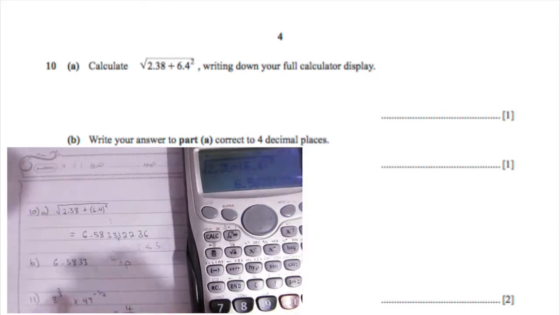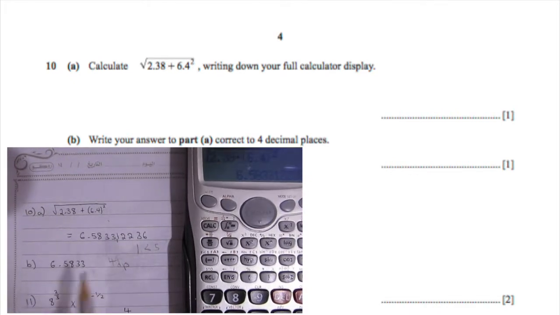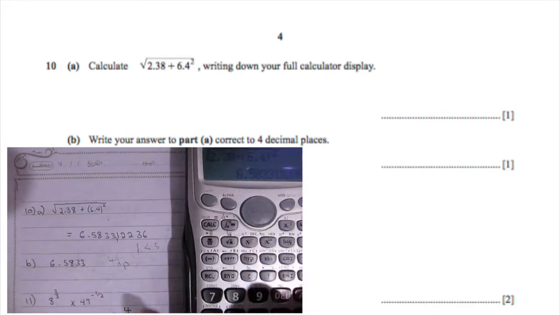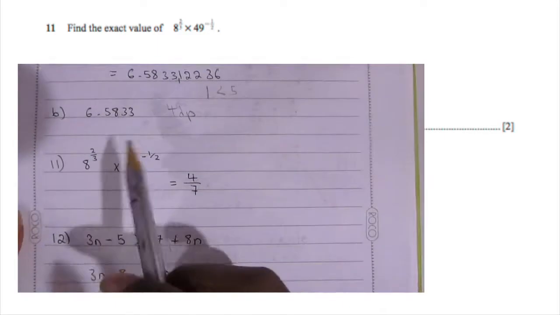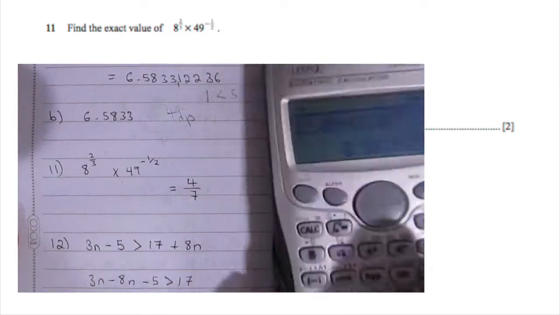So now for question 11, 8 to the power of 2/3 times 49 to the power of negative half. Just place that in your calculator. They're not asking us to show any work, and that would just be 4 over 7.